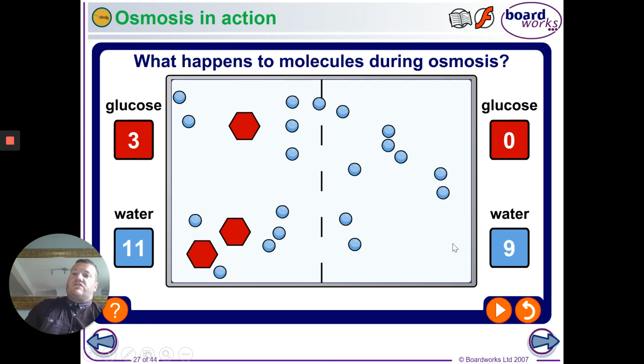But what you'd see is you'd reach a point where roughly the same number are going from right to left as are going from left to right, and the water would be equal on both sides. And that's what it's trying to do. Same with diffusion. Things are always trying to spread out and make themselves equal.